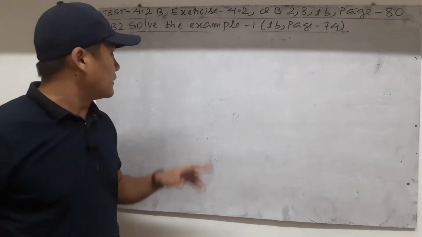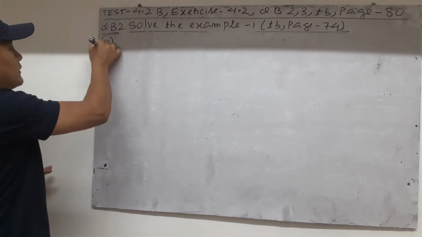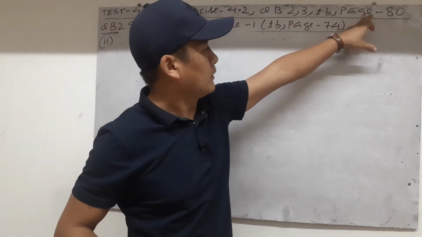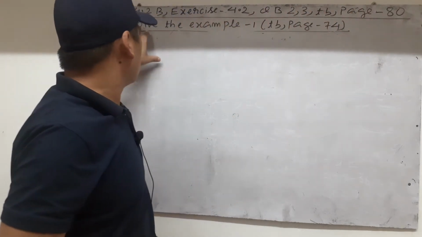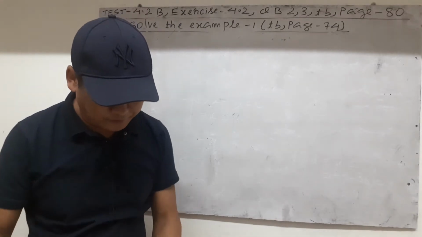Okay, so the next question, B2, example 1, subheading 2, page 74 you'll find. B2 is on page 80, but then this example 1 is on page 74. So the next one, page 74.